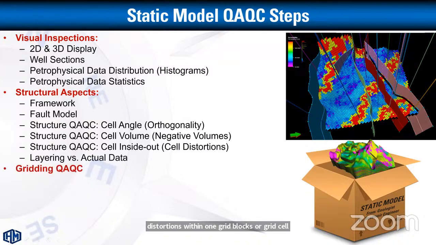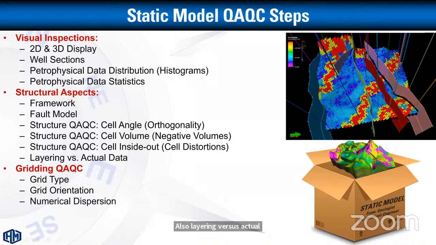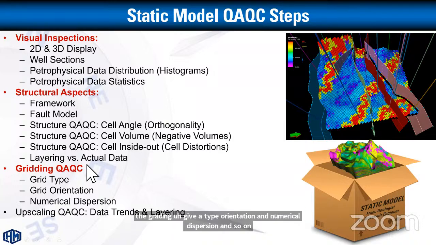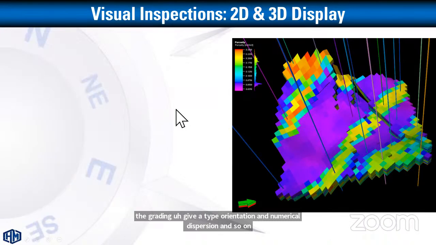Also layering versus actual data. Last step, you can check the gridding, grid type, grid orientation, numerical dispersion, and so on, without going through the details due to the time limit.